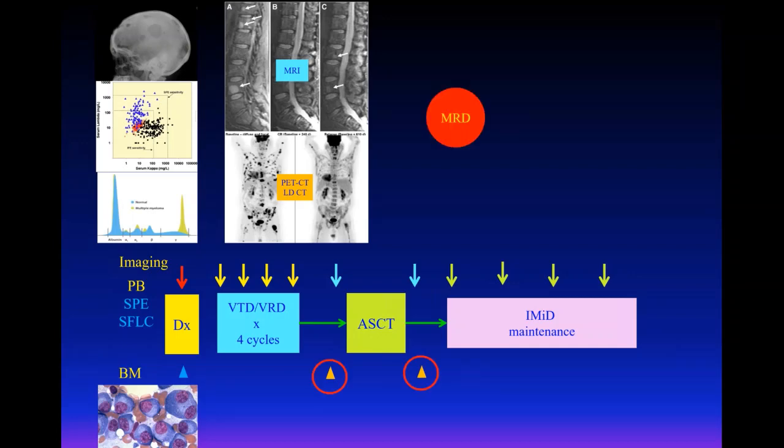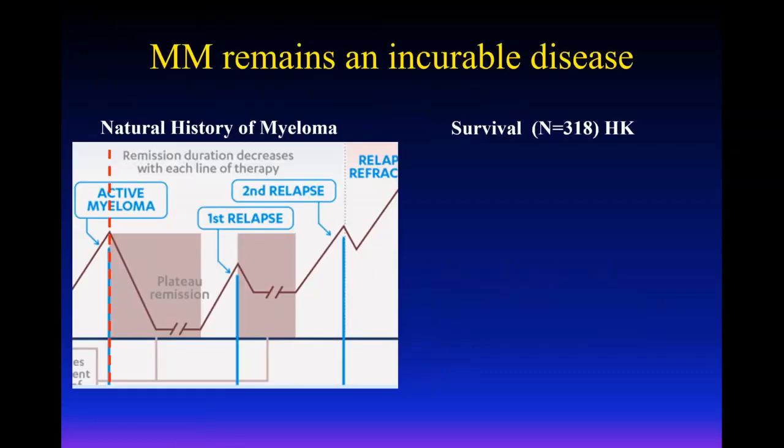So this is the natural history of myeloma. Despite a lot of advances, myeloma remains an incurable disease. At the time of diagnosis, the paraprotein load is very high, and with induction it goes down to a very low level or even complete remission. But after a short period of time, the disease progresses again, goes into relapse, in a relapsing and remitting pattern until the patient expires of the disease.